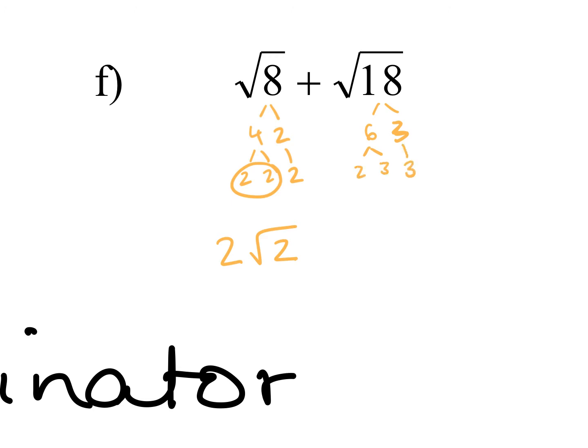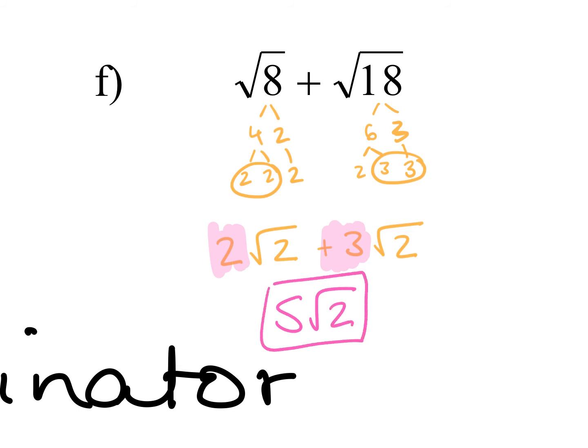What would I circle here? Circle the 3's. So what comes to the outside? 3. What stays on the inside? 2. Are these like terms now? Like radicals? Yeah. So can I add them? Yep. So we add the coefficients together. So 2 plus 3 would be 5. And then what would come next? 5 square root 2. That square root 2 stays the same there. So even though they were not like radicals from the start, I can simplify them to become like radicals, and then I can add them together.